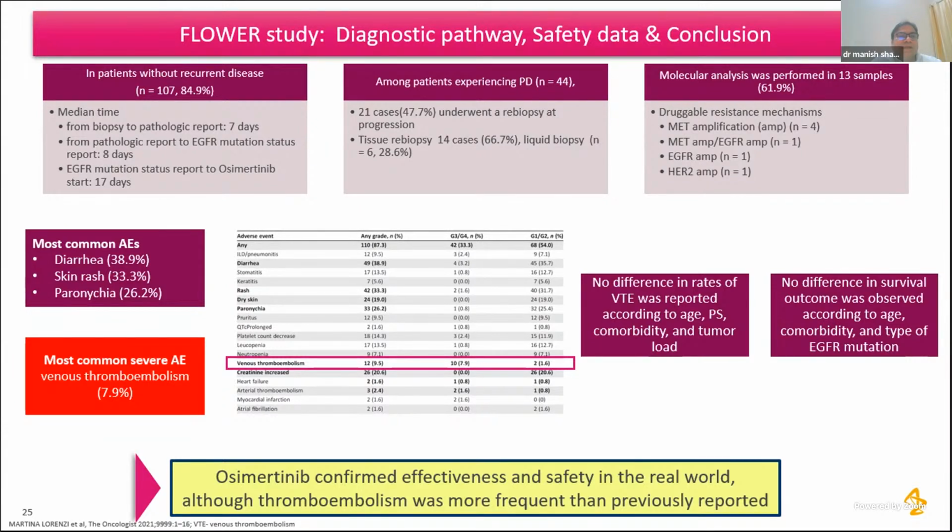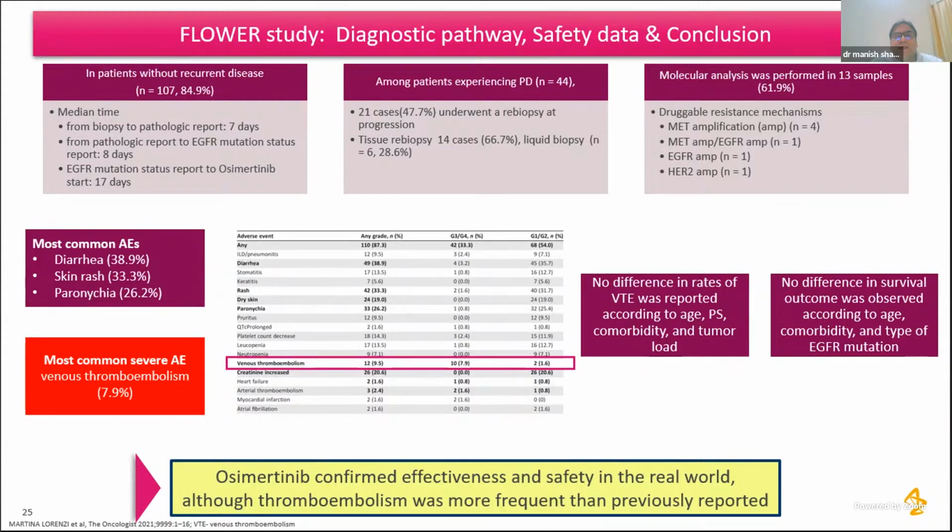For the patients who had progressed, from the biopsy to the pathological report, the median time was 7 days. From the pathological report to EGFR mutation testing, the median duration was 8 days, and from the EGFR mutation status report to start of treatment with osimertinib it was 17 days. I think in our clinics, we are doing a better job than this. We can start our patients on osimertinib in just 3-4 days with the help of PCR.